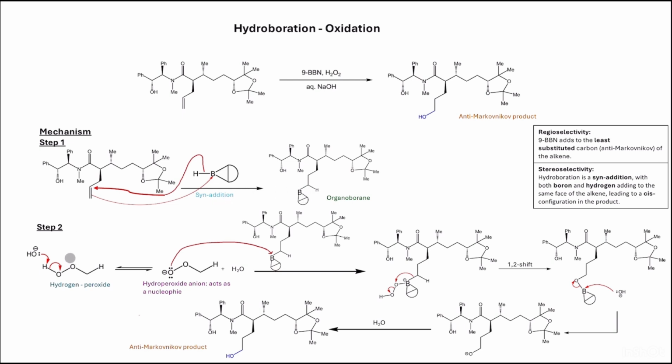In step 2, hydroxide ion from sodium hydroxide deprotonates hydrogen peroxide, which forms hydroperoxide anion. This hydroperoxide anion acts as a nucleophile and attacks the boron of an organoborane, and a negative charge from the oxygen transfers to the boron. A 1,2 shift occurs where the carbon-boron bond migrates onto oxygen and hydroxide ion leaves. In the next step, hydroxide ion attacks boron and forms an oxyanion. This oxyanion reacts with the water, protonating the oxygen, and forms the alcohol product.